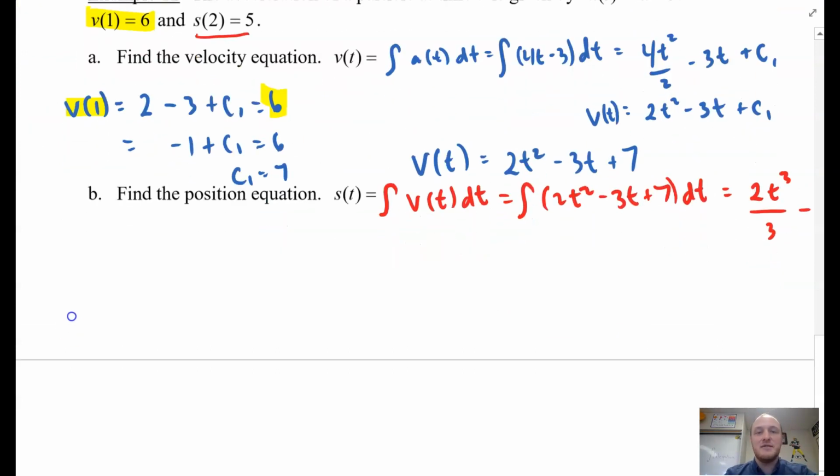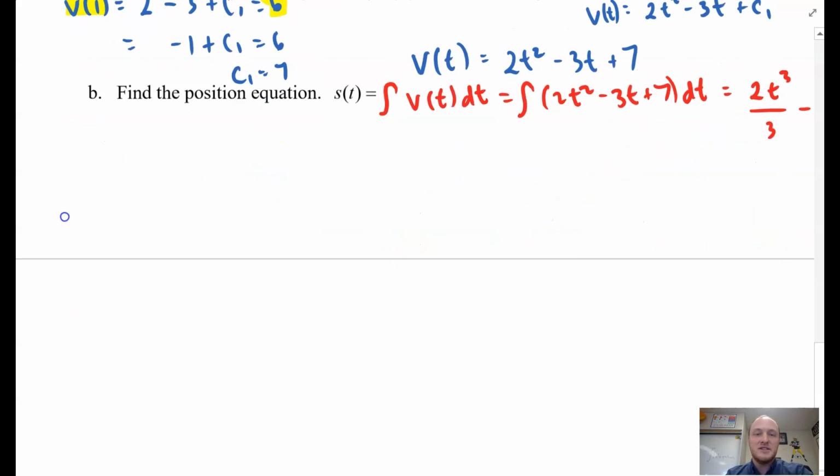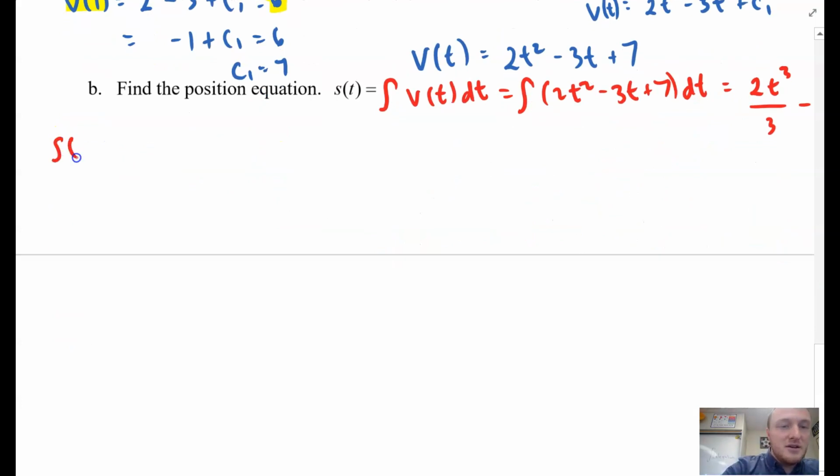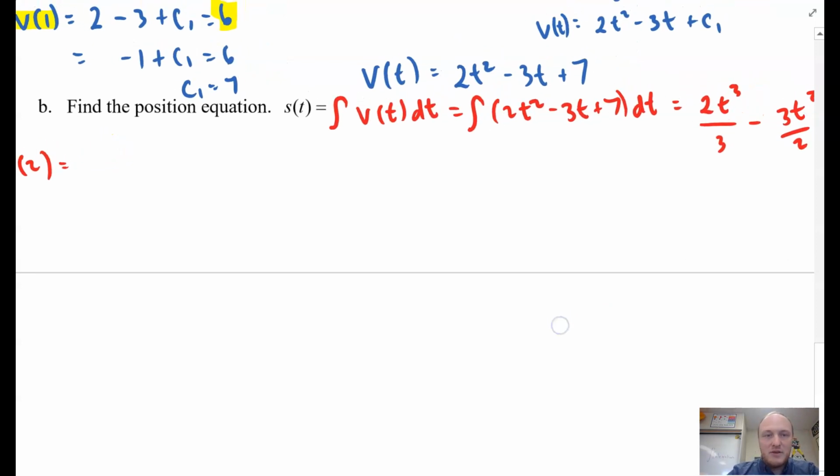So they say s of 2 is equal to 5. Okay, so s of 2. So I'm going to take my function over here, 2/3. Okay, I'm going to plug in 2 cubed.